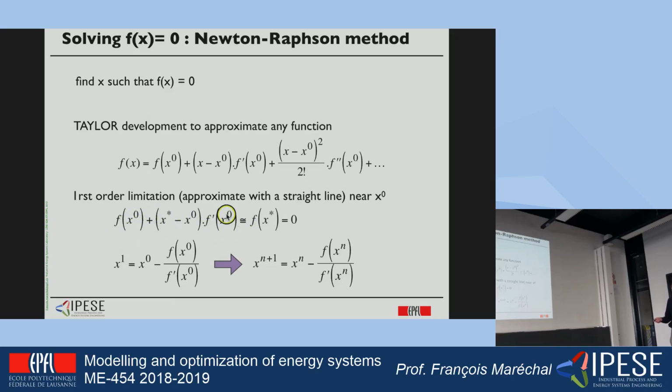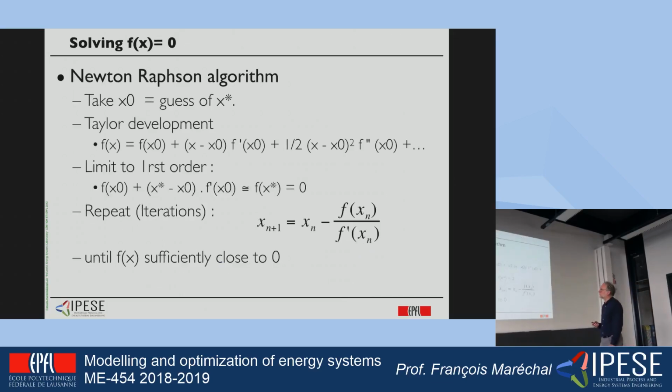I'm going to consider this as an approximation of the function, and I need to find the zero. So let's solve this and calculate the value of x. x0 is not known, f of x0 is known, and the only unknown here is x star. If I want this function to be set to 0, I can calculate a new value of x that is the previous value of x minus the ratio between the function of x and its derivative, which can then be generalized by iterations in this way. This gives me an algorithm to solve the problem.